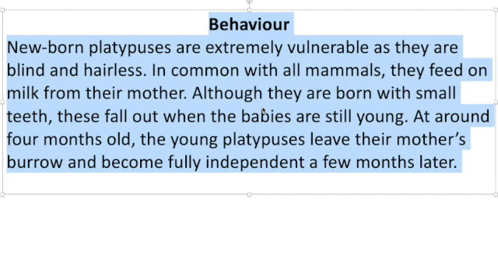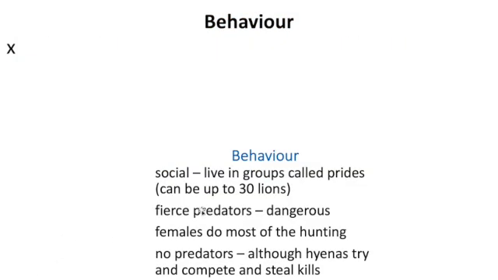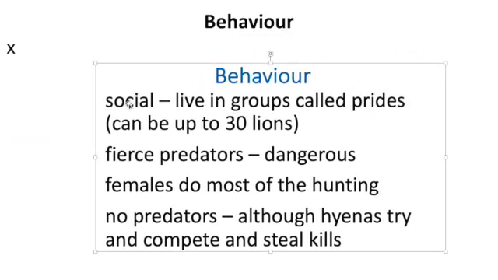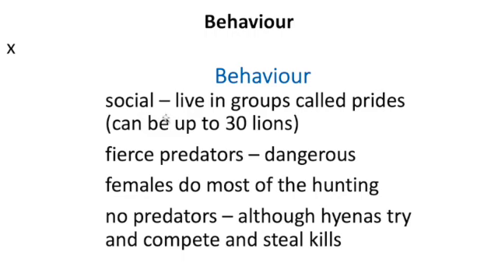Now, you might want to do that, but you don't have to. And actually, the example that we're going to do together in a moment with the lion, I am not really going to talk about baby lions, so I'm showing you that you do have a choice. So let's look at this. I've got some notes here for a lion. Behaviour. Social. Social means they like to live with other members of their own species. Humans are social, dogs are social. Social, live in groups called prides. A pride is like a pack of lions, a group of lions, and these can be up to 30 lions.